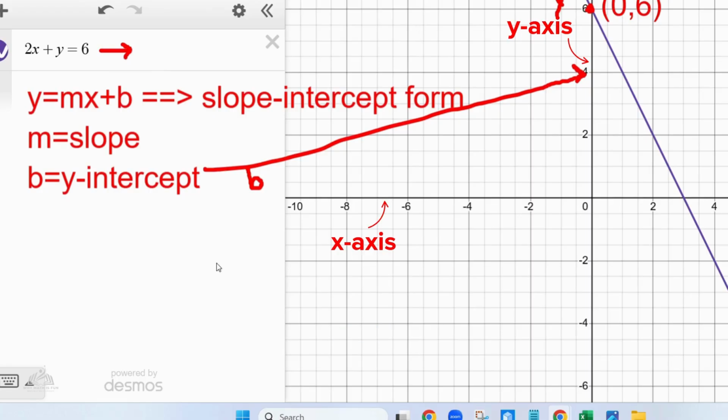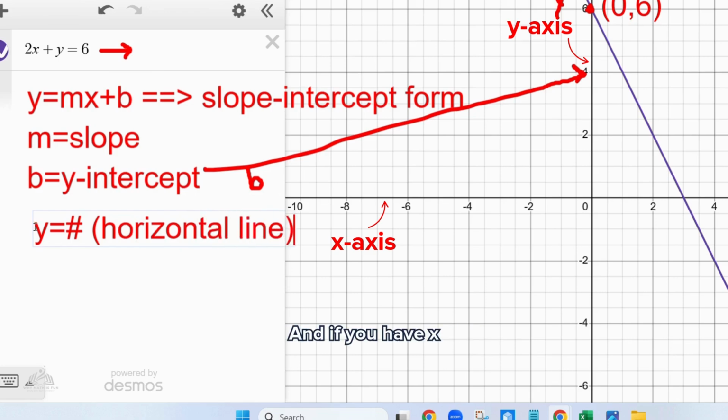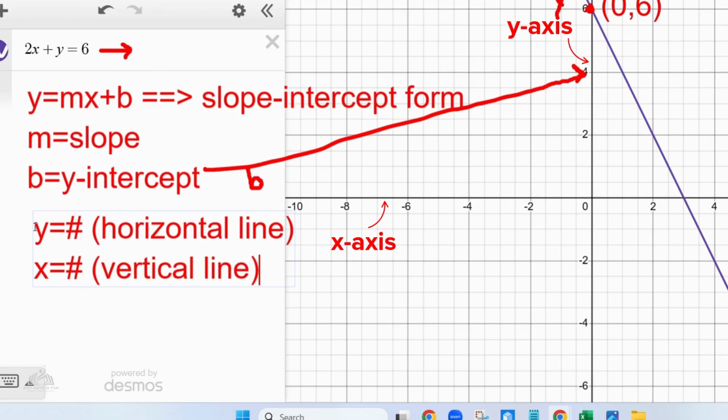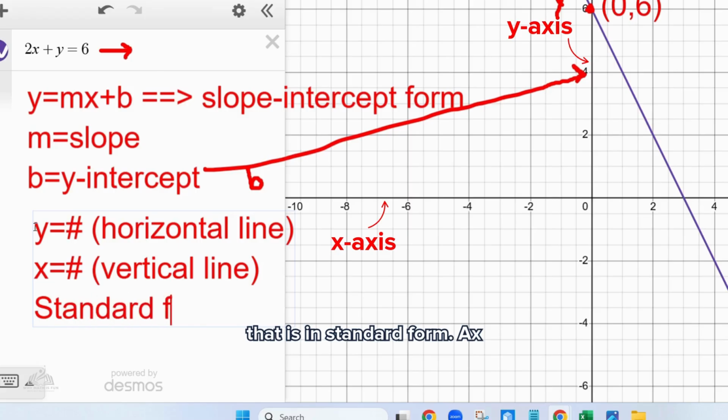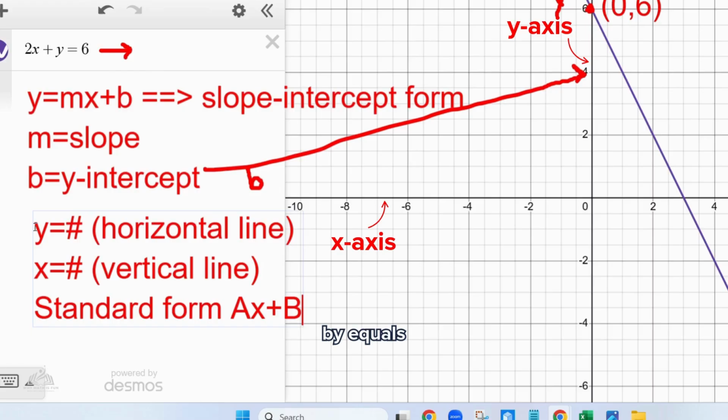And if you have y equals a number, then it's going to be a horizontal line. And if you have x equals a number, it will be a vertical line. And if you have it like our last example, the purple line that we see on our graph, that is in standard form. ax plus by equals c.